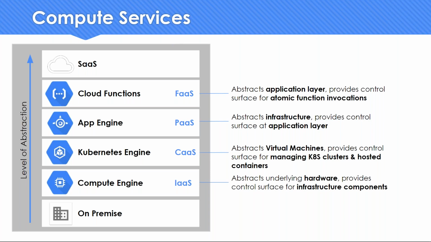So in GCP, it is called Cloud Functions. In AWS, this is popularly called Lambda, AWS Lambda. In Azure, it is called Azure Functions.